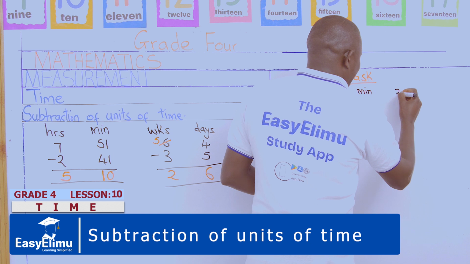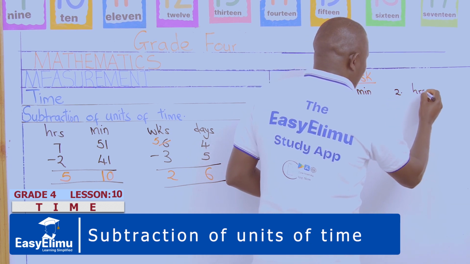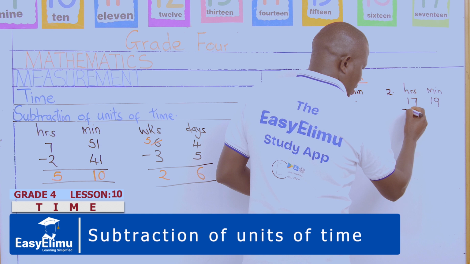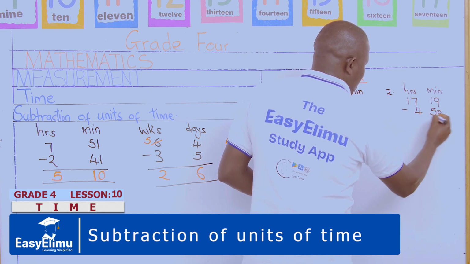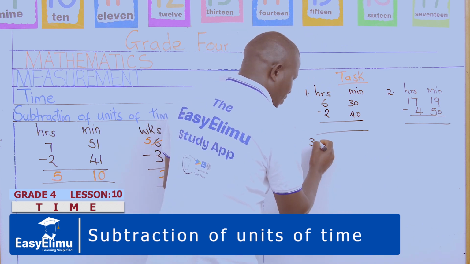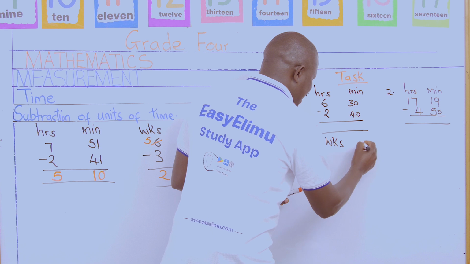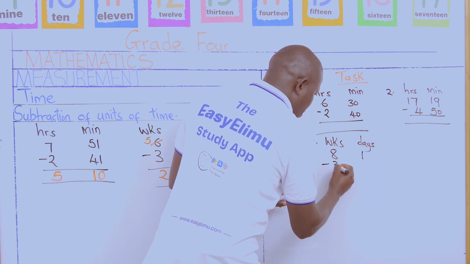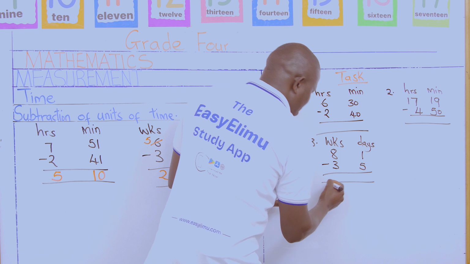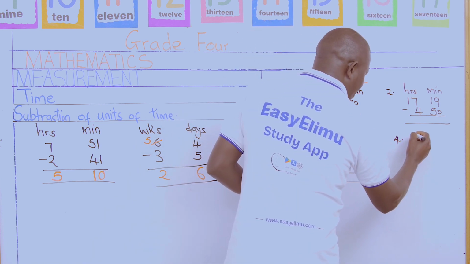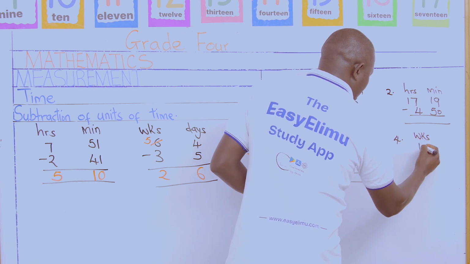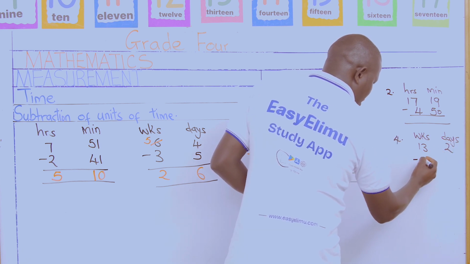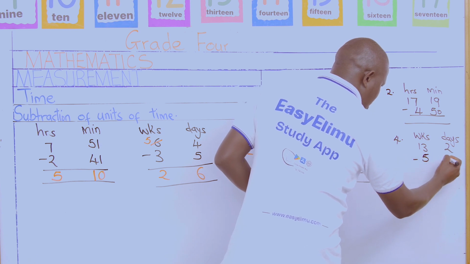The second task is hours and minutes. We have 17 hours and 19 minutes, take away 4 hours and 50 minutes. Number 3 is on weeks and days. We are working on 8 weeks and 1 day, take away 3 weeks, 5 days. Number 4, we have 13 weeks and 2 days, taking away 5 weeks and 6 days.